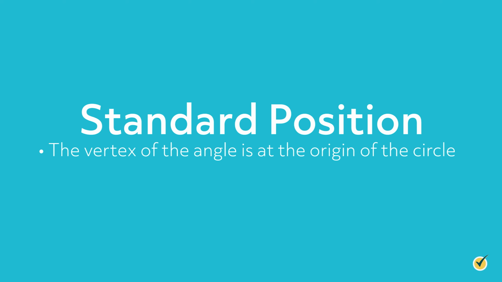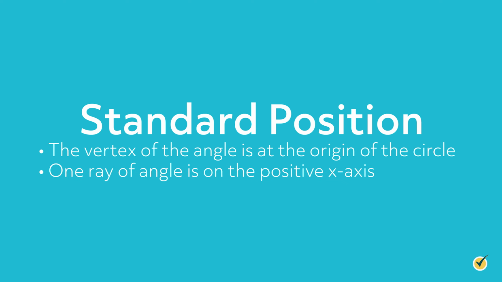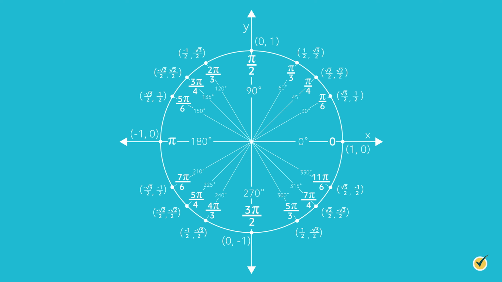An important thing to note when discussing these angle measures is that the angles must be in standard position. Standard position simply means that the vertex of the angle is at the origin of the circle, and that one ray of the angle is on the positive x-axis. The other ray of the angle is placed at the angle measure formed by traveling counterclockwise along the circle. If an angle is not in standard position, it is important to place it in standard position before using the points to find your trig values.